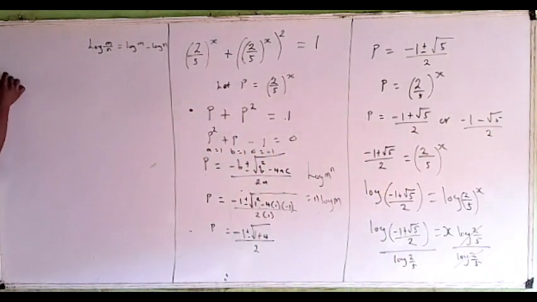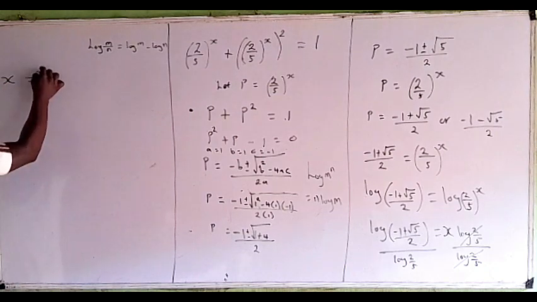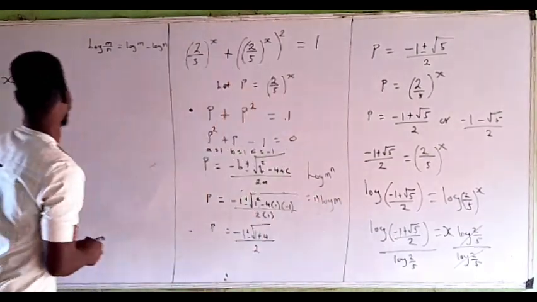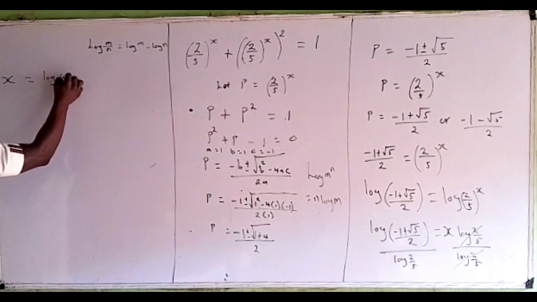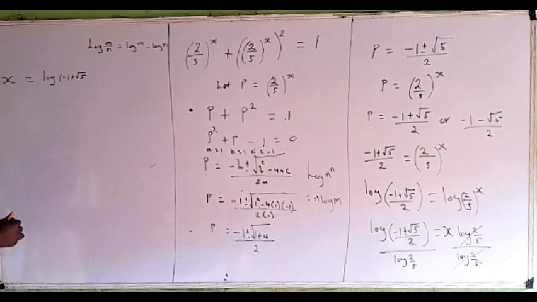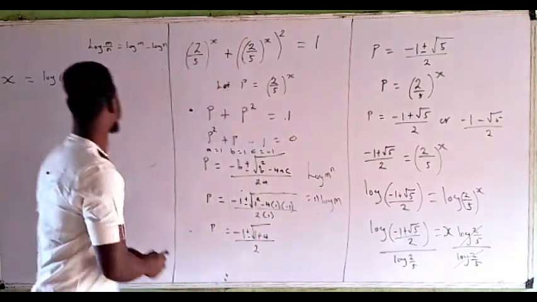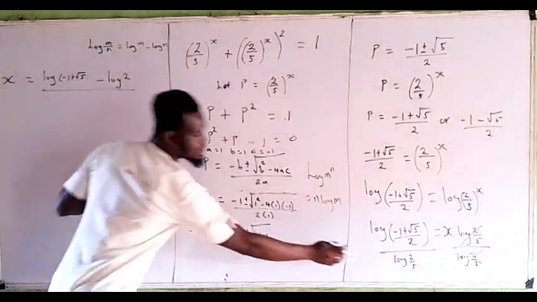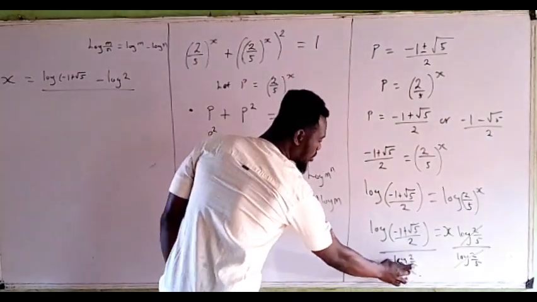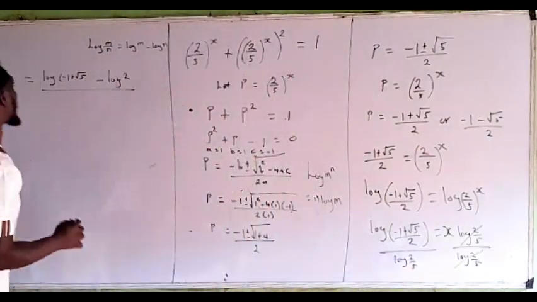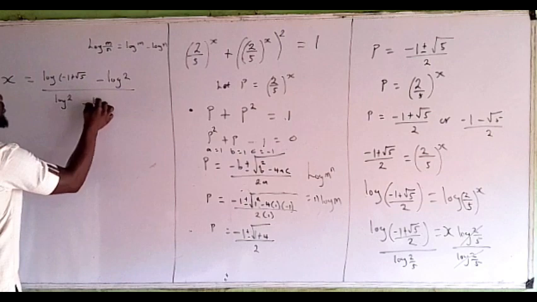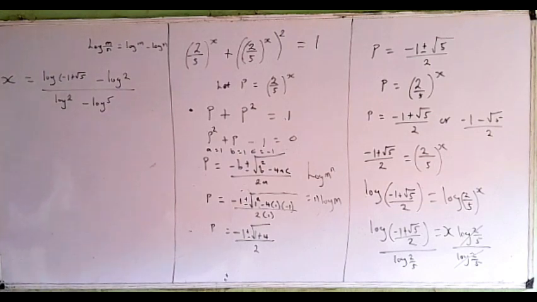So x is equal to log, of course, this we've already said, this will become log of minus 1 plus root 5 minus log 2, divided by this, and log 2 over 5 is the same thing as log 2, okay, minus log 5, okay. So x is equal to, so we simplify this now.